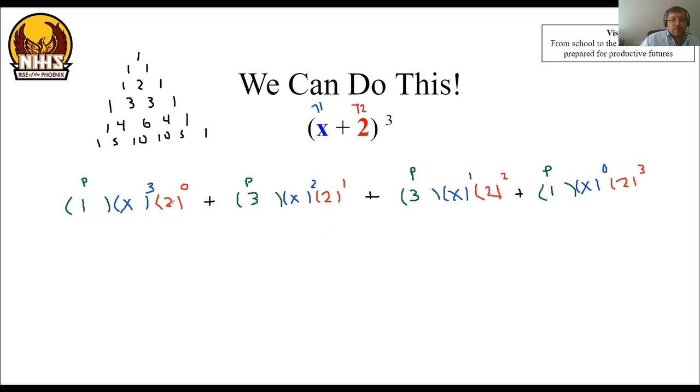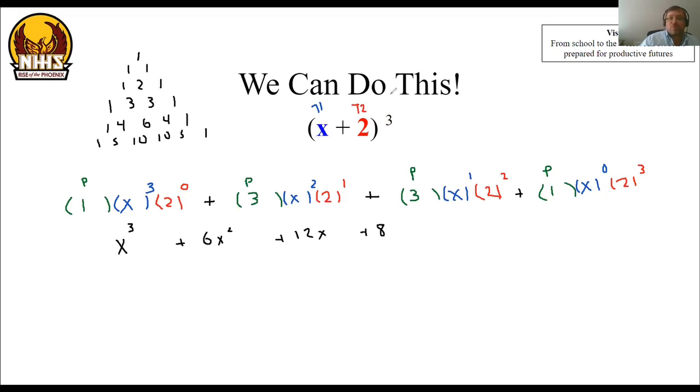So let's see what I get. 2 to the 0 is 1. 1 times 1 is 1. So this is just simply x cubed. 2 to the first is 2. 2 times 3 is 6. So that's plus 6x squared. 2 squared is 4. 4 times 3 is 12. So that's plus 12x. 2 cubed is 8. Anything to the 0 is 1, times 1. So plus 8. So that's how we're doing these.